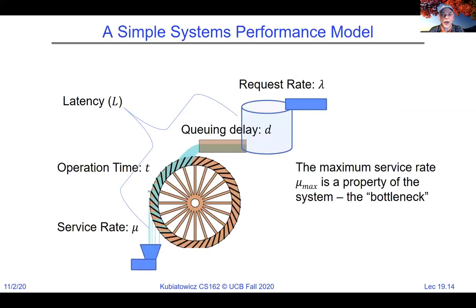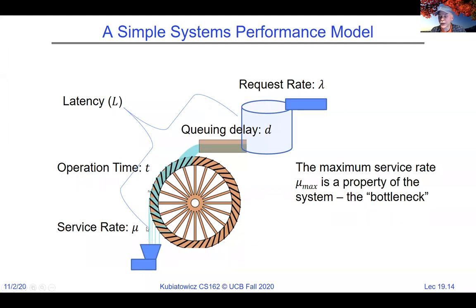Yeah, I got the correction. All right, moving forward. So let's talk about a simple performance model. So again, we have request rate lambda coming in now. We're going with the queuing theory terminology. We have a queuing delay, which is how long things are in the queue. And then the operation time, T, which is the time to get something satisfied. And then we can consider the queuing delay plus the operation time as L.